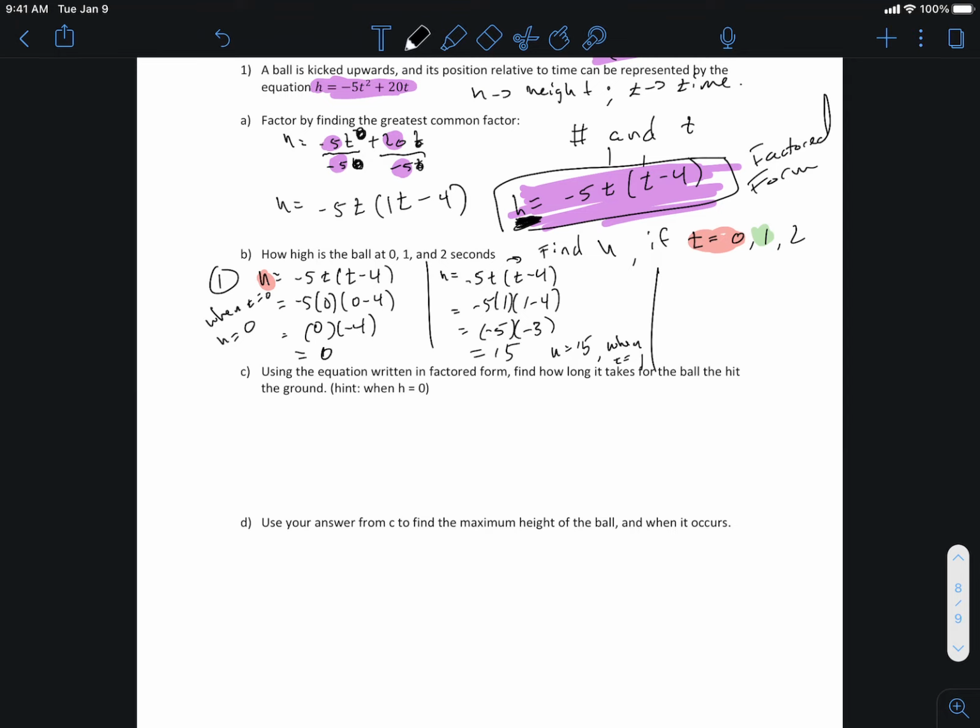All right, the last one's asking us to find the height after 2 seconds. Well, let's plug in t. t equals 2. h equals 5 times 2 times (2 minus 4). That's 10 multiplied by -2, which is equal to -20. Did I do that right? Nope, sorry, I forgot a negative. I was thinking about that.